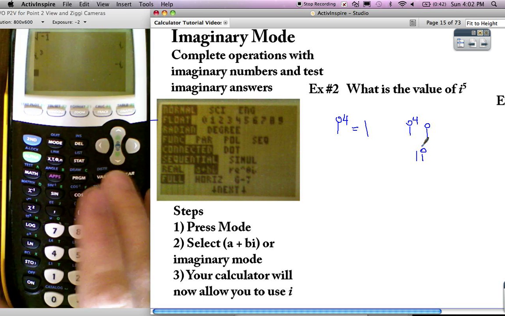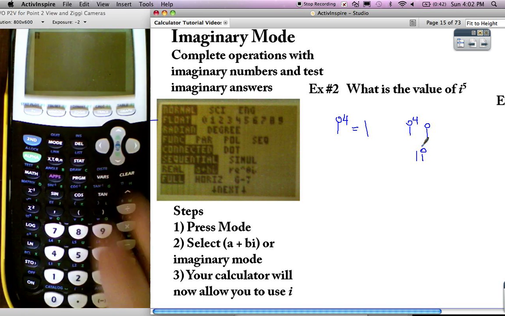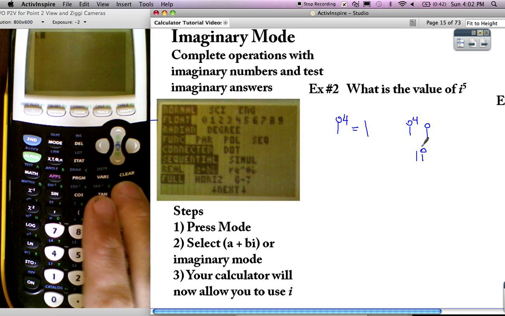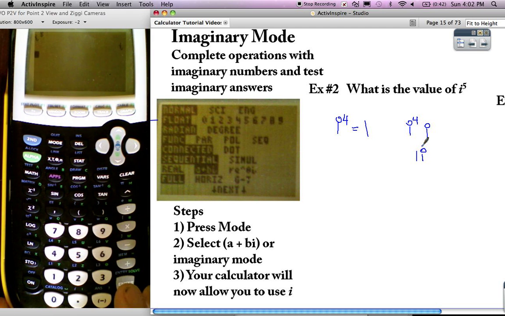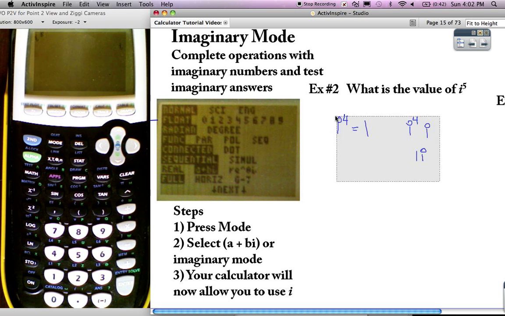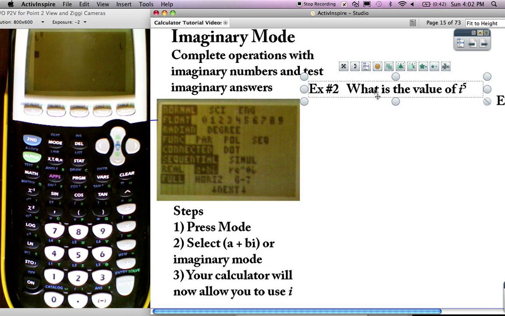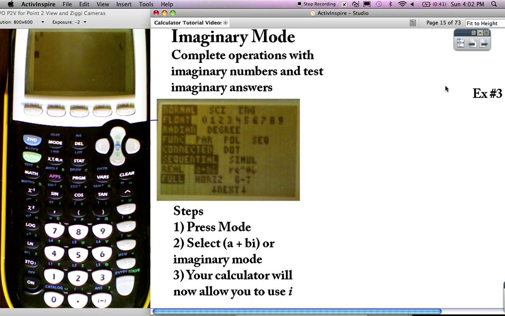The calculator actually does a little bit more than that for us. So when I say i to the fifth, we're going to get i. Hold on, it must be on the next one once we go past that. So far, so good, though, right?